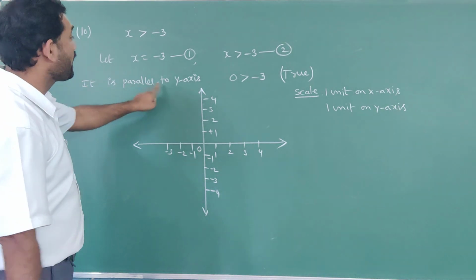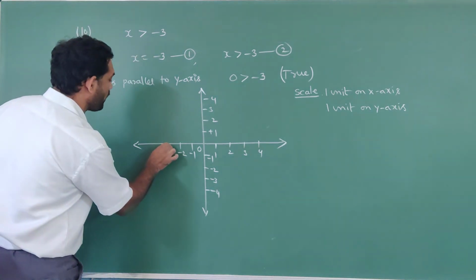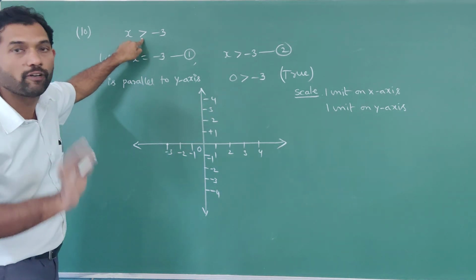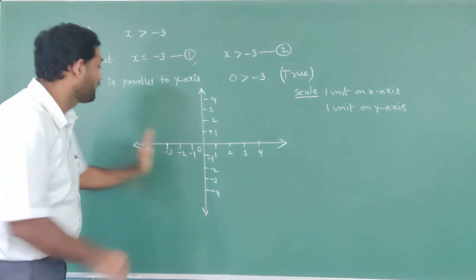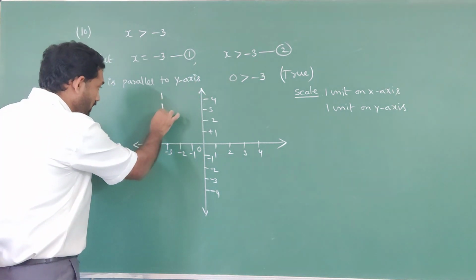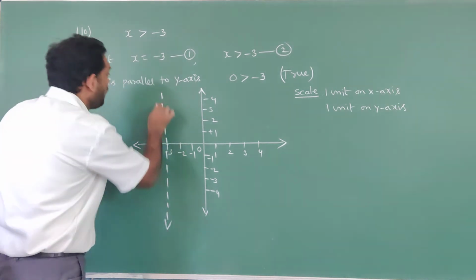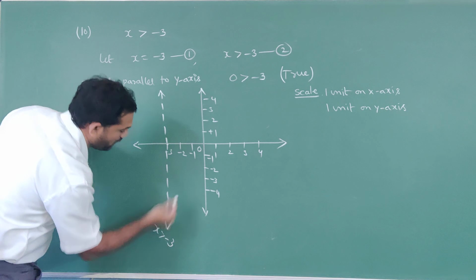So it is parallel to the y-axis. So x is equal to minus 3. Minus 3 means here only. It is greater than, not equal. So this line is parallel to the y-axis. So you have to take a dotted line. This is x greater than minus 3.